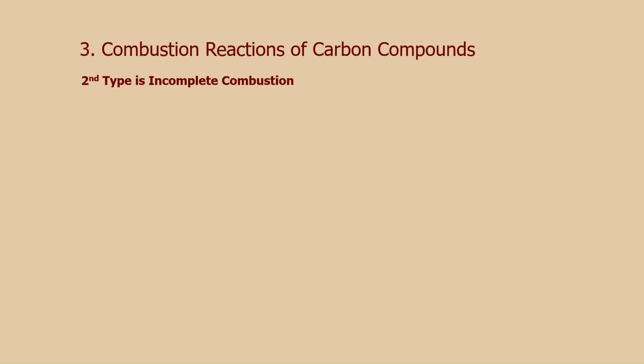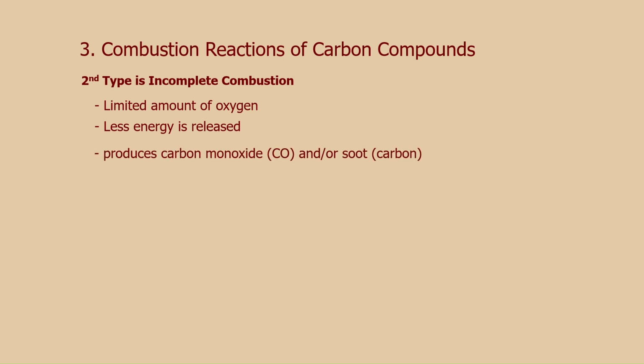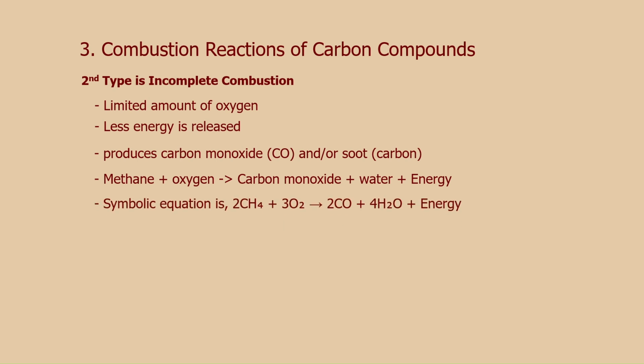The second type is incomplete combustion. It occurs in the presence of a limited oxygen supply. It produces carbon monoxide CO and or soot (carbon) and less energy. A word equation for this reaction is methane plus oxygen gives carbon monoxide plus water plus energy, and the symbolic equation is 2CH4 + 3O2 gives 2CO + 4H2O + energy.